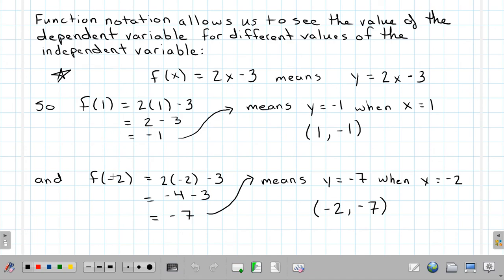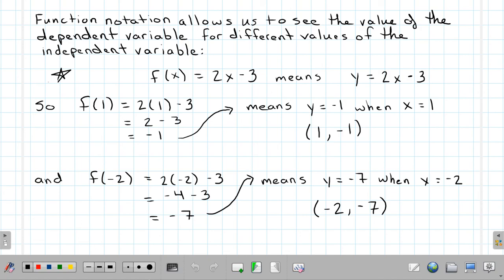Same thing with the negative 2. When we plug it in, we only get negative 7. But once again, since it's a function, that means if we plug in negative 2, we're also not going to get negative 9 or 23 or 47. Once again, function notation is just a neat way for us to write equations so that we can keep track of our independent variables and our dependent variables.